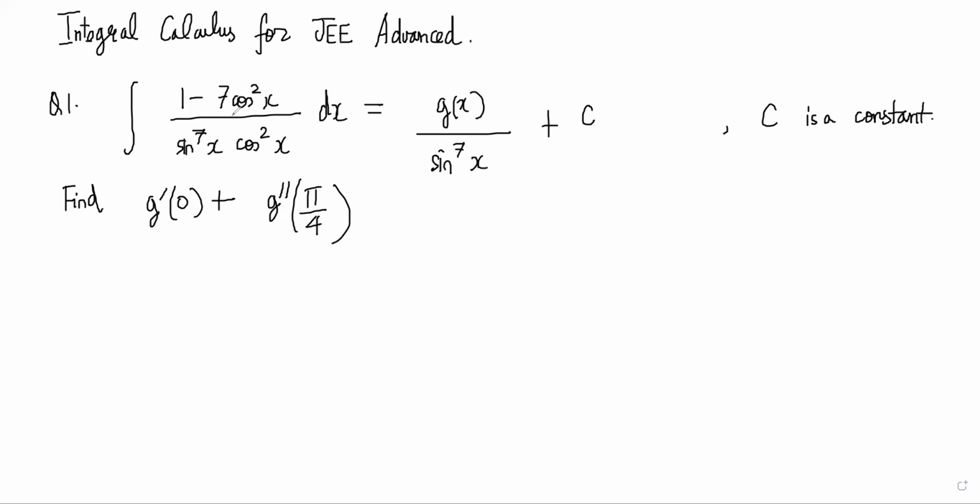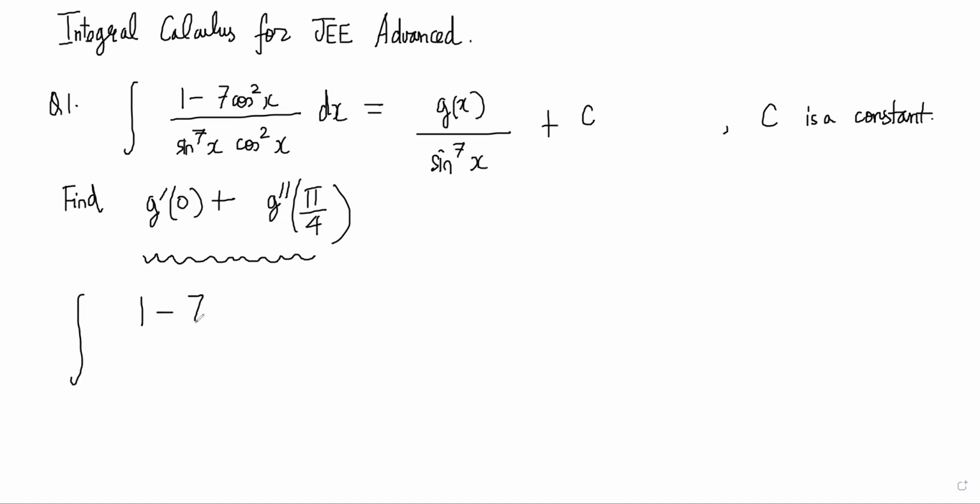Integral of (1 minus 7 cos square x) by (sine power 7x cos square x) dx is equal to g(x) by sine power 7x plus some constant. We have to find out the value of g dash 0 and g double dash pi by 4. So basically, we have to figure out this integral and only then we can find out our g of x, right? Okay, so let's think about how we go about trying to solve this integral.